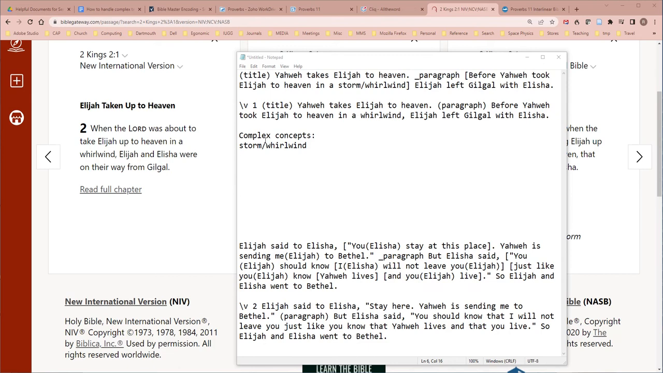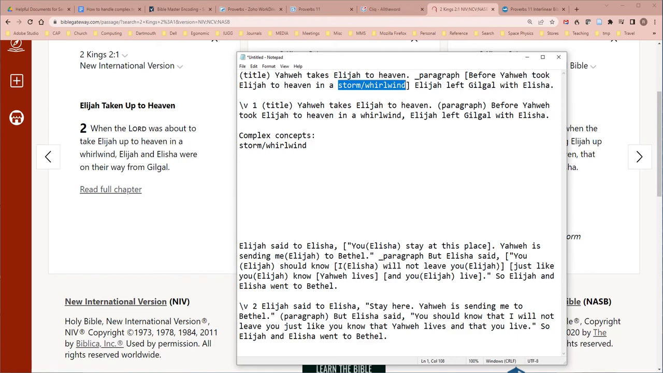I paused a moment to type this in. Although it says whirlwind, you see in the phase 1 I wrote storm/whirlwind. That means we have a simple word, storm, and if the more complex word whirlwind is available, that's used. And I show that to the consultant down here by writing complex concepts storm/whirlwind.